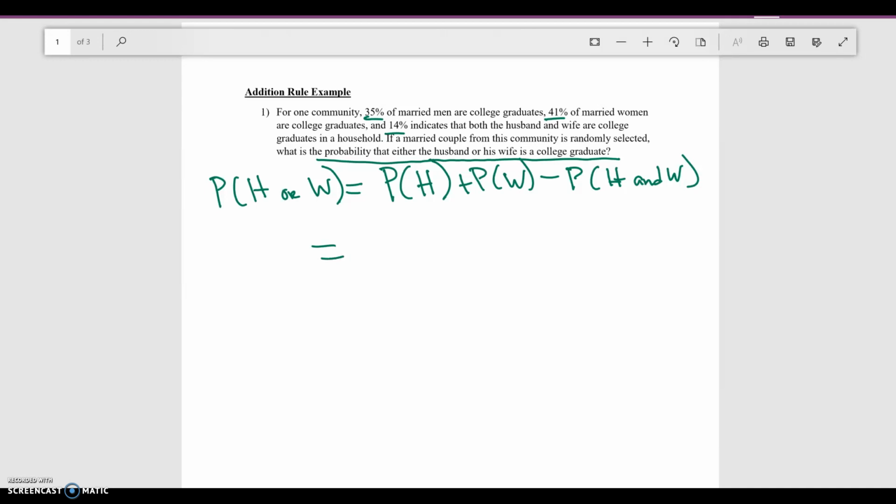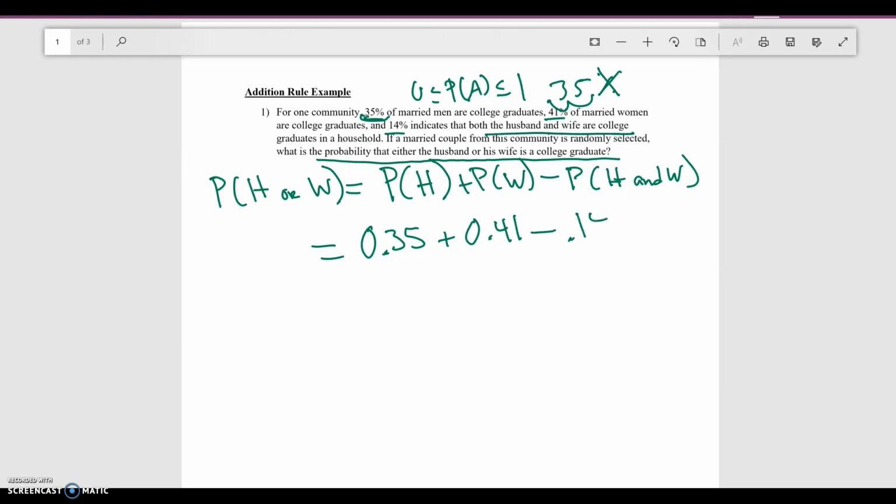The probability of the husband being a college graduate is not going to be 35%. It's going to be 0.35, because remember, this has to be a number between 0 and 1, and clearly 35 is not between 0 and 1. So we have to convert this 35% into a decimal. We move the decimal point over, and I get 0.35. Plus the wife being a college graduate, that's 0.41, minus the probability of the husband and wife both being college graduates, which is 14%, so 0.14.